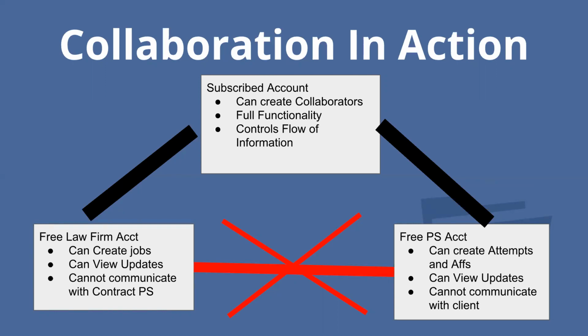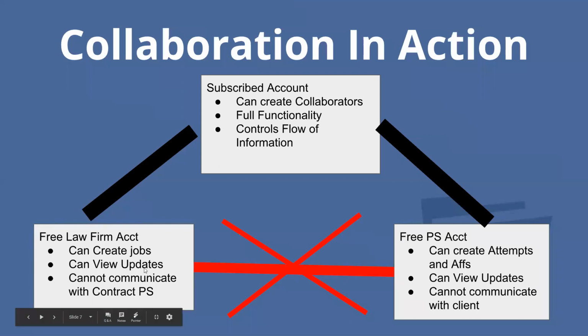But the free accounts or contractors in general, even if you are collaborating with subscribers, they're still not going to be able to communicate with each other. All the communication will flow through you. So if you have a process server that has created an attempt, you could choose whether or not you would like that attempt to be visible to your client. And let's say that your client has uploaded some information. You could choose whether or not to share that with the process server by choosing whether or not to assign them to that job.